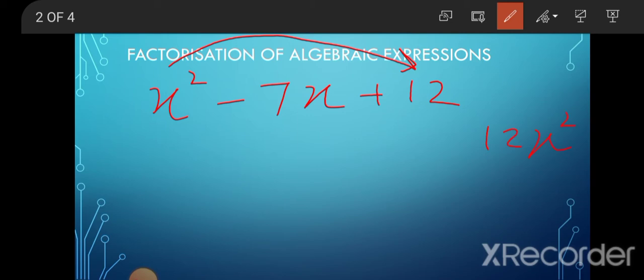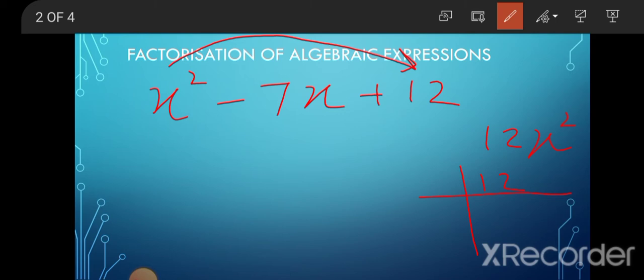Now you have to make factors of 12 in such a way that if you add or subtract those two factors, you should obtain the middle term of this expression, which is minus 7x. And the second condition you have to fulfill is that if you multiply those two factors, you should obtain the product of the first term and the last term, which is 12x squared. So these are the two conditions which you have to fulfill.